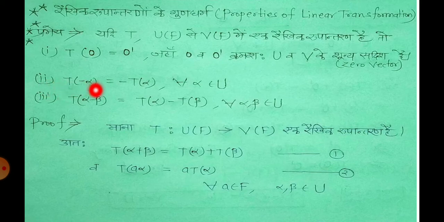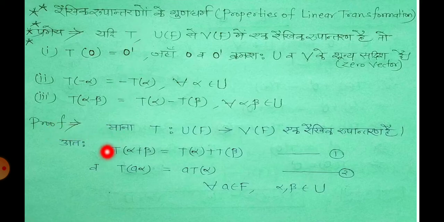Second, T of minus alpha is equal to minus T of alpha for all alpha belonging to U. And third, T of alpha minus beta is equal to T alpha minus T beta for all alpha, beta belonging to U. Let us see the proof.